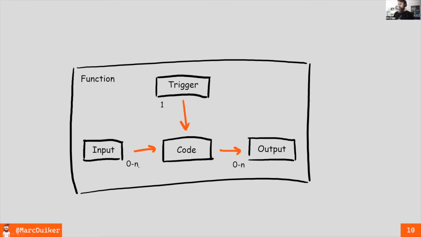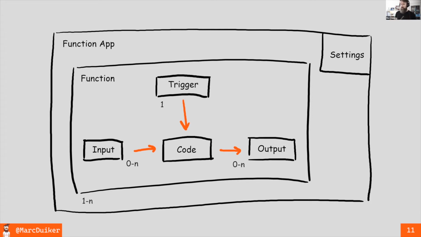So I think the biggest benefit of using Azure Functions is the ease of integration with other Azure services using these input and output bindings. But today we will mostly be focusing on the triggers, and more specifically on the HTTP trigger.